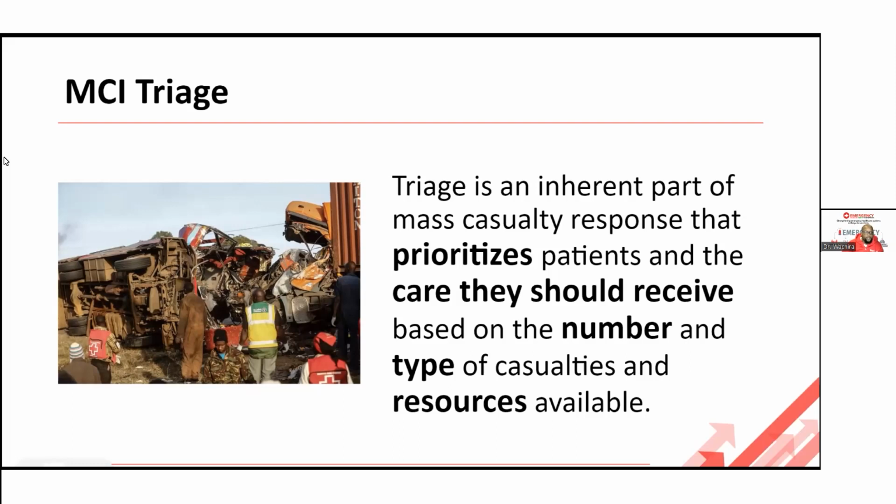So again, there are multiple aspects that go into triage, and the same principles apply in the pre-hospital setting. It's prioritizing patients, prioritizing the care they get. This is again based on the number of casualties and type of casualties, because if you have multiple critically ill patients, you may actually not get to provide any care to the less injured and less critical patients. Then type of casualty, and of course, resources available.